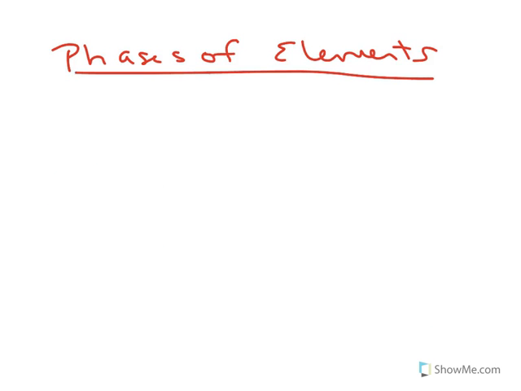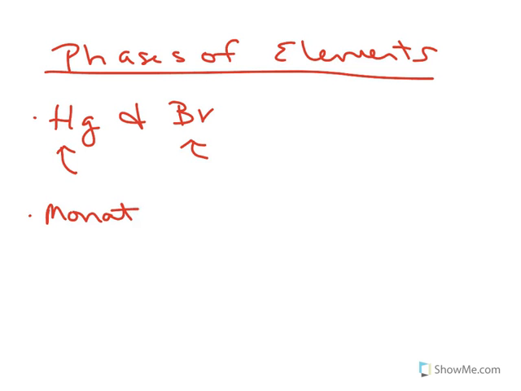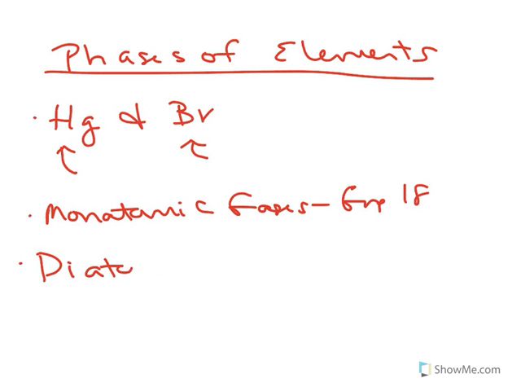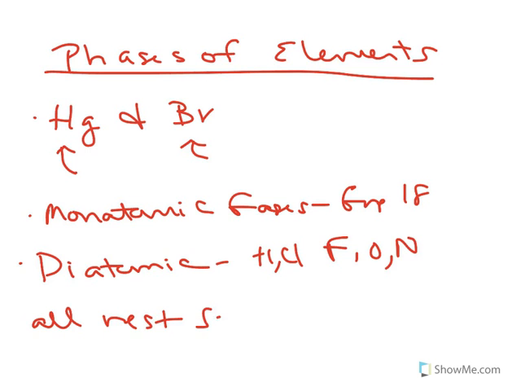It's also important to know the phases of the elements. So remember that we talked about there are only two liquids on the periodic table. We have mercury and bromine. So the liquid metal is mercury, non-metal liquid is bromine. We have monatomic gases, that's all of group 18. And then to remember the diatomic gases, we use that acronym. HClFON, "HCl is fun," are diatomic gases. All the rest are going to be solids.